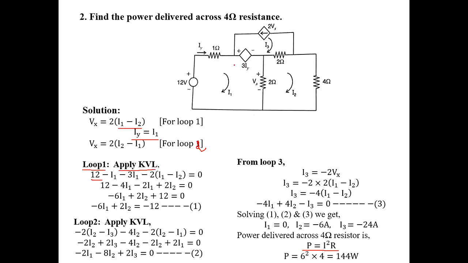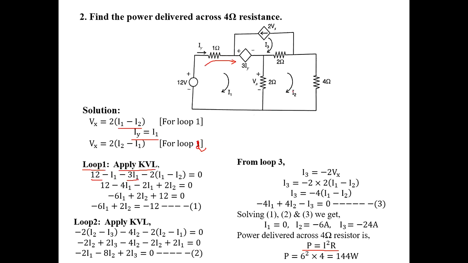Next, here this is the voltage, and the arrow means positive, so we can write minus 3 into Iy, that is minus 3 into I1. Then the voltage across this resistor is minus 2 into I1 minus I2, equal to 0. So plus 12 minus I1 minus 3 I1 minus 2 into I1 minus I2 equals 0. Then splitting the terms, we got the equation as minus 6 I1 plus 2 I2 equals minus 12. This is equation 1.